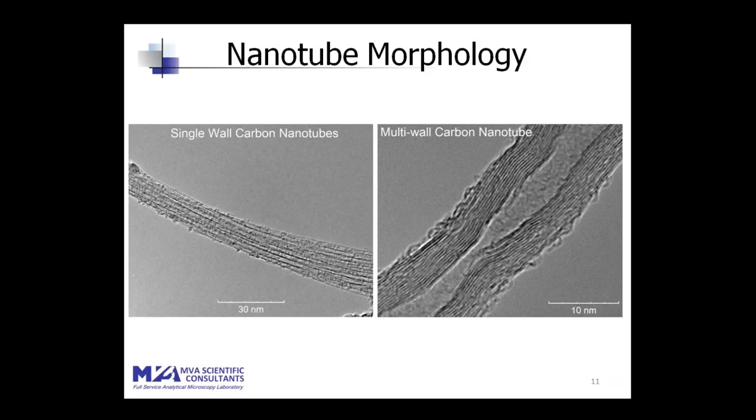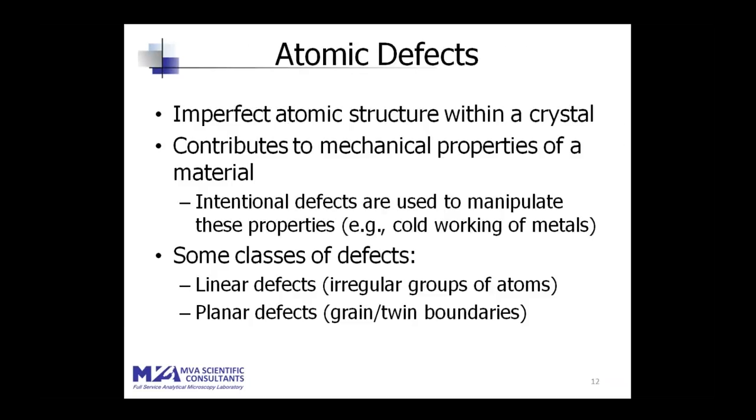And I just find this an extremely fascinating image, that we can get an image of this quality. So we can characterize both single-wall and multi-wall carbon nanotubes and get some very high-quality, high-magnification images. So next I'm going to be talking about some atomic defects.